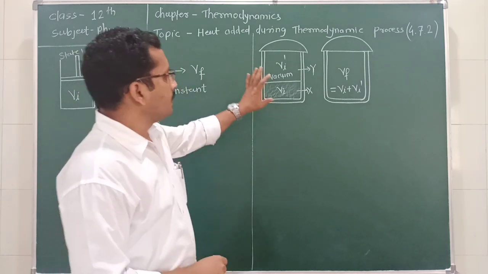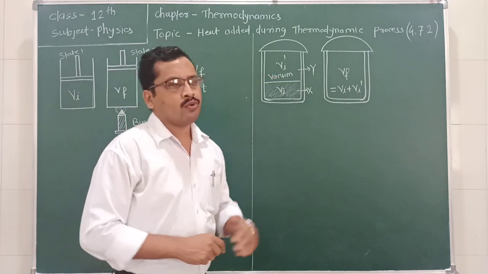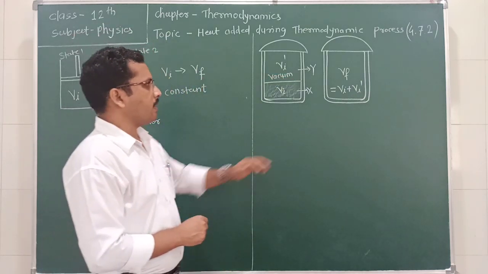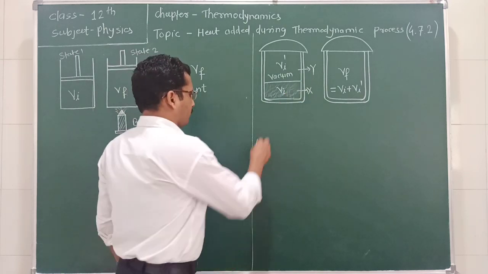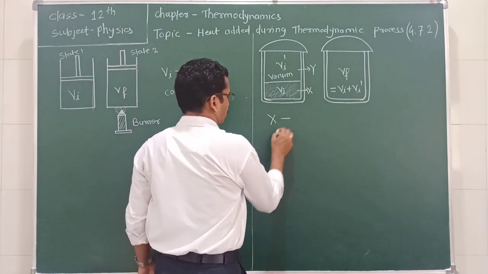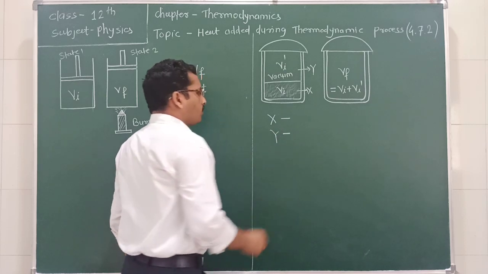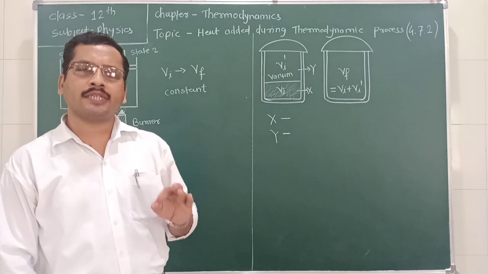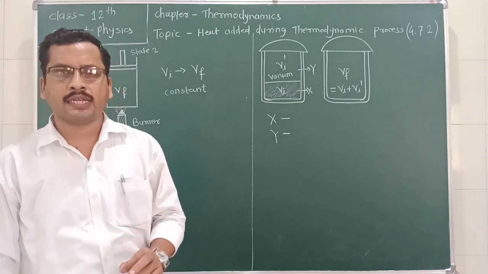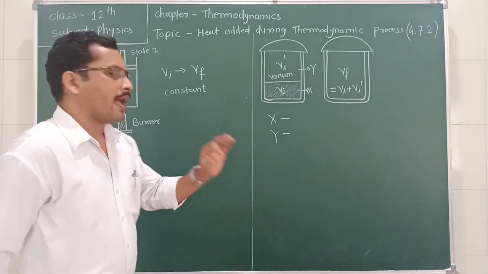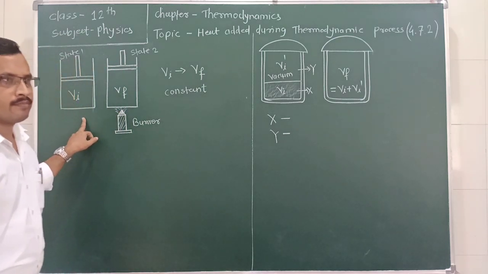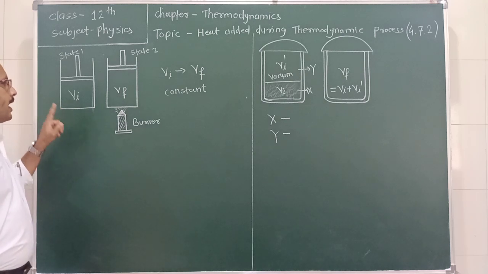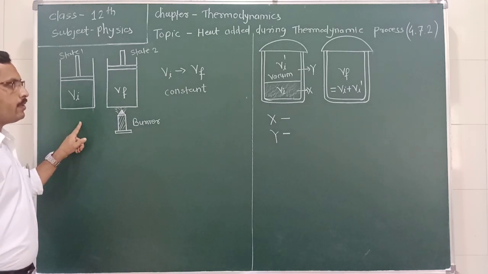Now this cylinder is divided into two compartments, X and Y. Compartment X is filled with the same amount of gas at the same temperature as in the first case. In this case, we consider some amount of gas at some constant temperature.